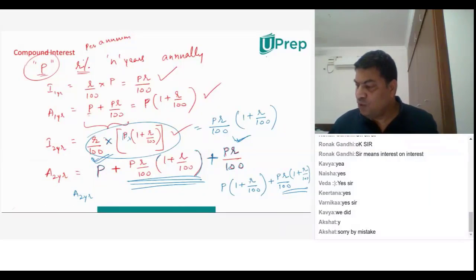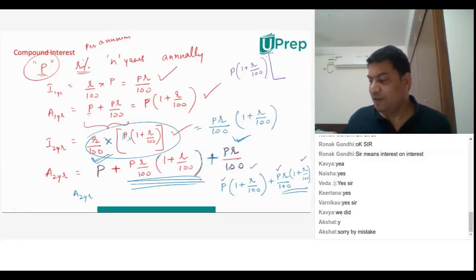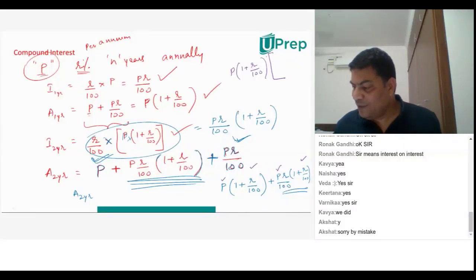Now, from these two, I can take out this P and this 1 plus R by 100 common, because P is there and 1 plus R by 100 is also common. So now I'll take P into 1 plus R by 100 common. If I take that as common, what is left over? 1 plus R upon 100. No, P into 1 plus R by 100.